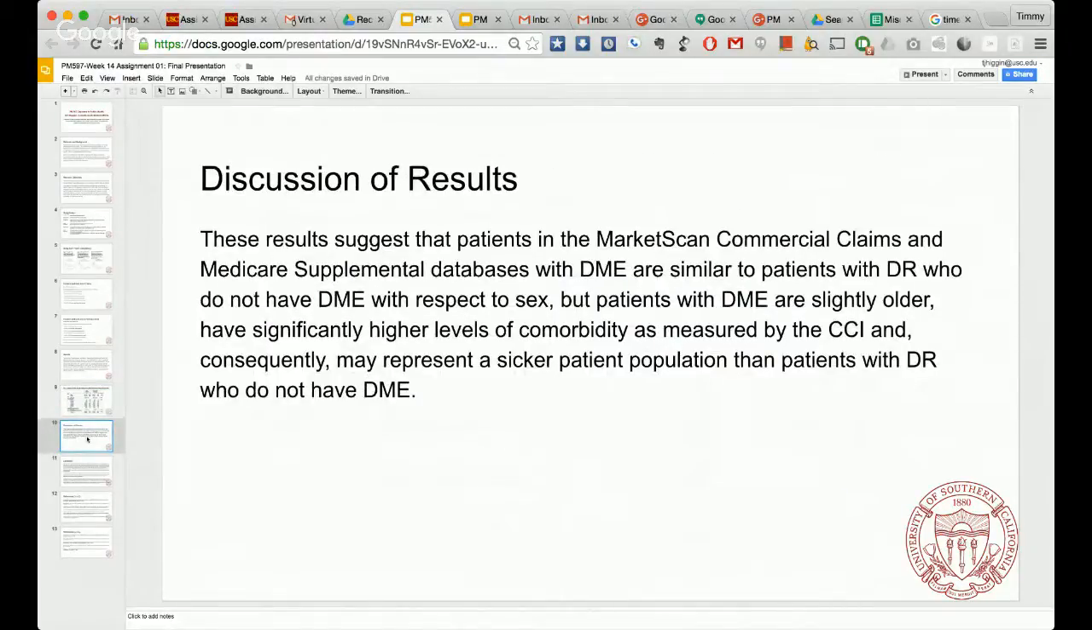Discussion of results. So what does this mean? It suggests that patients in the MarketScan as well as Medicare databases with DME are similar to patients with DR without DME with respect to sex, but patients with DME are slightly older. They have significantly higher levels of comorbidities as determined by the CCI and represent a sicker patient population than patients with DR who do not have DME.